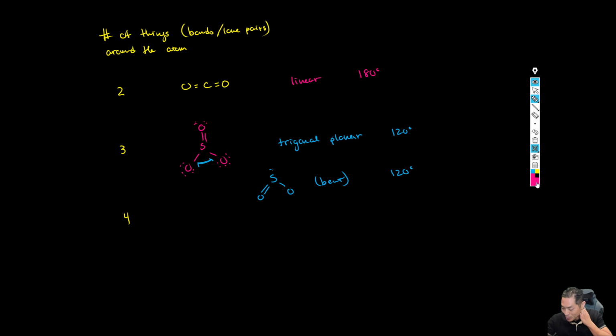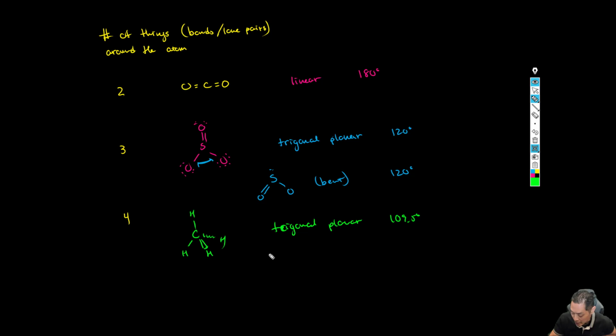And then for the last one, let me pick a color I haven't used, green, is a tetrahedral, so 4 things attached. So here is my CH4. And when you have 4, that means it's tetrahedral. Whoops. Tetrahedral. And that is 109.5 degrees. And this is if you have 4 things.